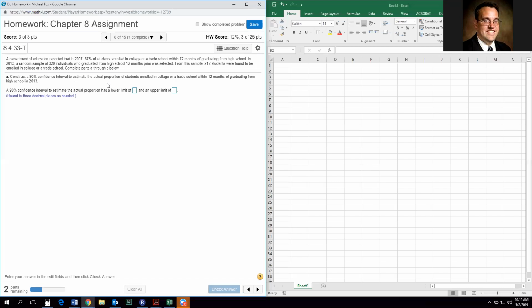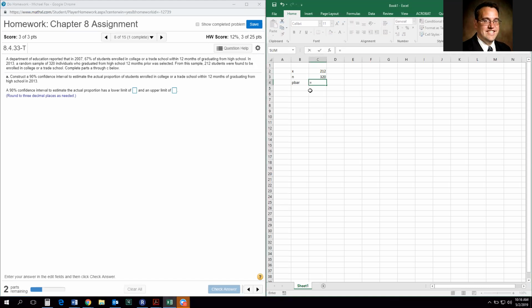Okay, so in order to do this, the first thing we have to do is figure out our sample proportion, which is p bar. We'll need our x and our n, and then that'll help us calculate p bar. So our x, first of all, is the number of successes, if you will, out of the sample that were attending school in this case. So there were 212 students attending school out of a sample size of 320.